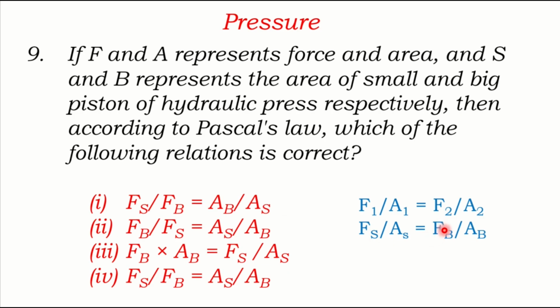Why don't we do the same? If Fv is taken to left hand side, then we'll have this expression Fs by Fb, and As, if taken to right hand side, As by AB. So this can be compared with the given expression Fs by Fb. Here it is Fs by Fb equal to As by AB. The fourth option is correct.